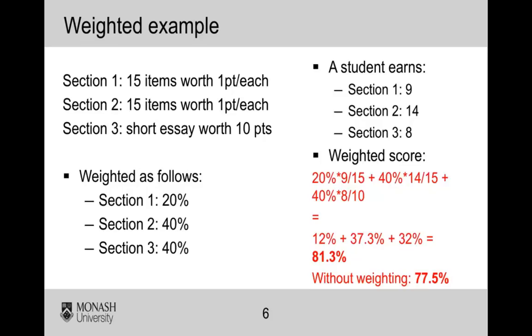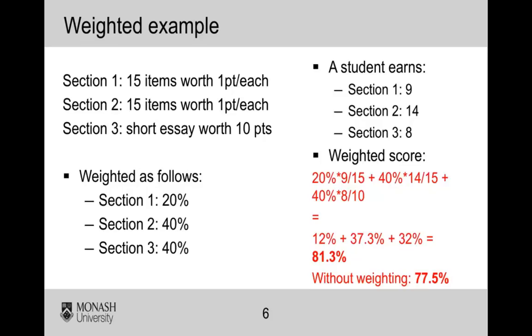So section 1 and section 2 are worth the same amount, 15 items worth 1 point each, so 15 points. Then the third section is a short essay worth 10 points. So the teacher wants to weight it as section 1 20%, section 2 40%, section 3 40%. So if a student earns 9 on section 1, 14 on section 2, and 8 on section 3, then this example in red gives you an idea of what it would look like.